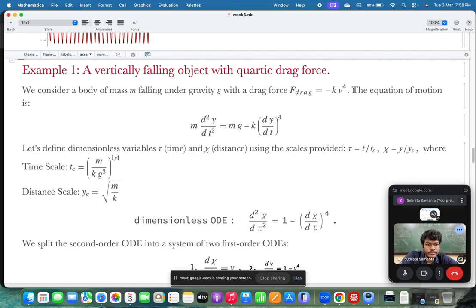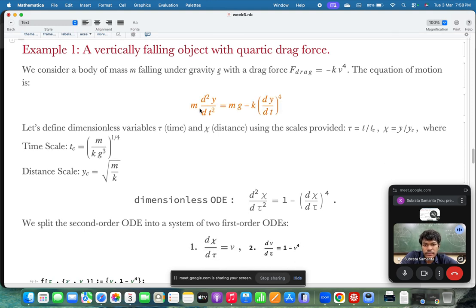And the equation of motion is basically m d2y dt2 equals mg. This is for free falling, and now we add a quadratic drag force. It is basically minus k (dy/dt) to the power 4. So, let us first put these equations into a dimensionless form. We define dimensionless variables tau, this is my time, and chi, this is a distance.